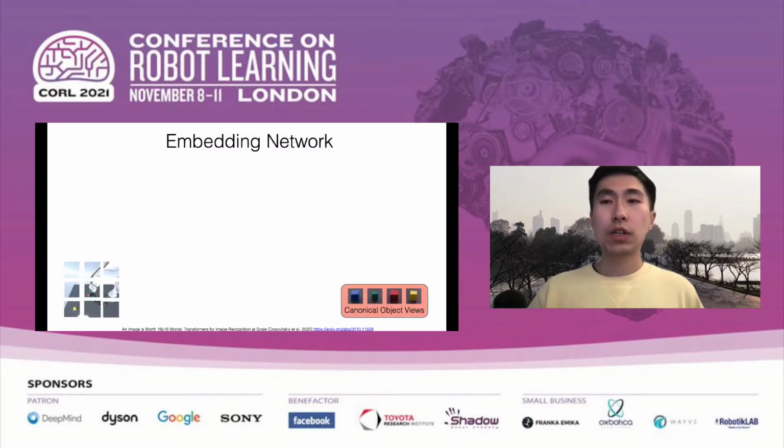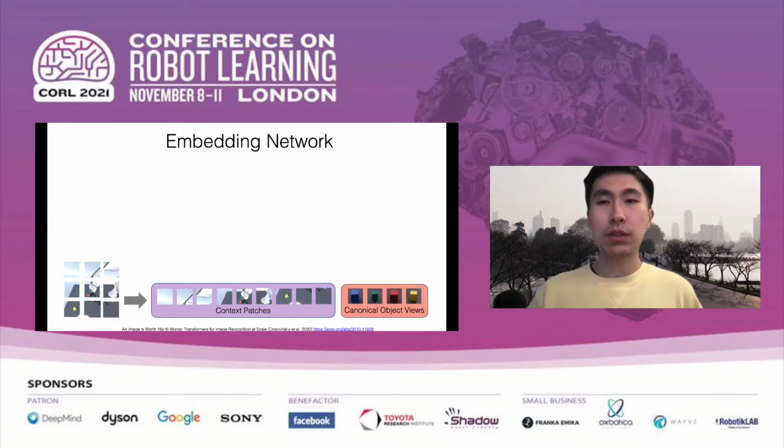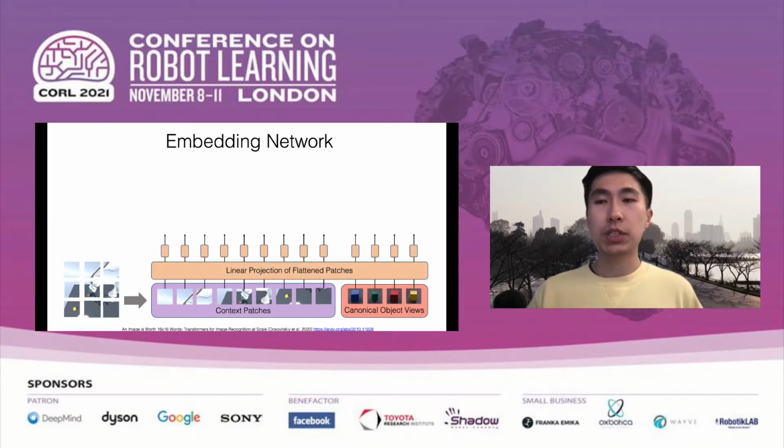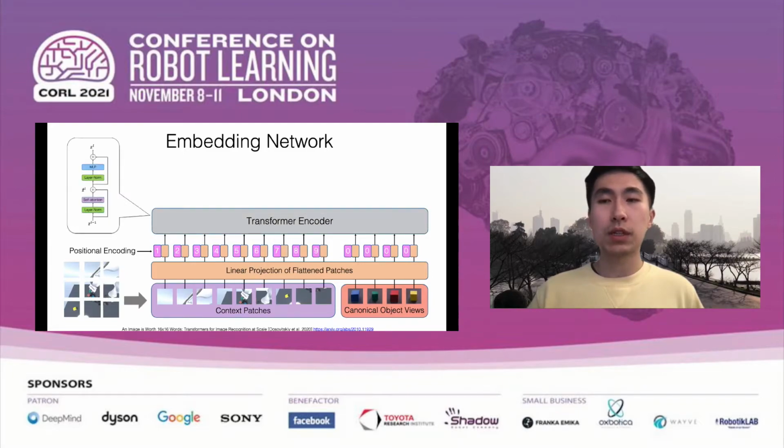Let us now take a look at the architecture of the embedding network. The input to the embedding network is an RGB frame plus the canonical object views. The input frame is first split into patches, which forms a sequence of image patches together with the canonical object views. The sequence of patches are flattened and linearly projected into a sequence of vectors. We add positional encoding to the sequence and then encode it with a transformer consisting of multiple multi-head self-attention layers. We take the embedding from the final self-attention layer corresponding to the canonical object views as the output object embeddings.